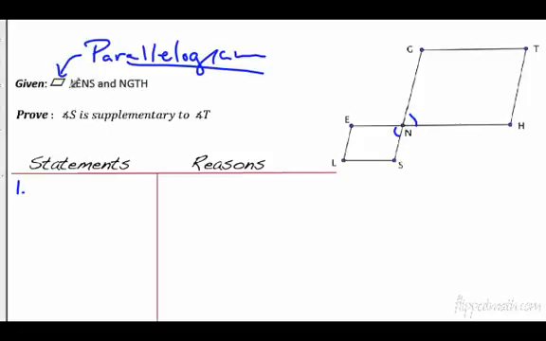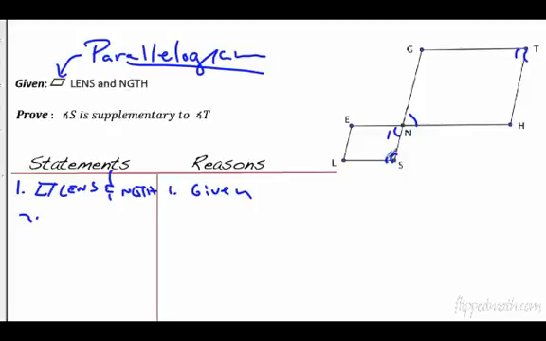So what do we have? Given. So we write the given. So we have parallelogram LENS, and the reason is given. All right, so what else? What do we want to prove? That S is supplementary to T. So the way we're going to go about this, here's S right here. We want to prove that that's supplementary to T. Well, I know S is supplementary to this angle right here. I'll call it angle 1.